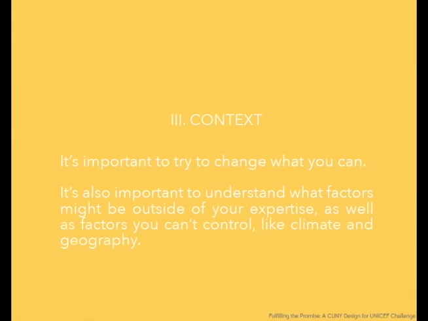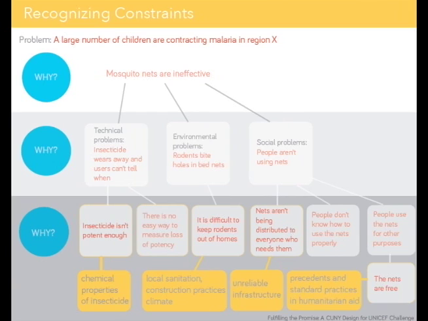So it's important to try to change what you can, but also important to understand what might be beyond the scope of this project or outside of your expertise. So looking at our series of why questions, we can begin to identify some constraints. These might be specialized scientific knowledge, like the chemistry knowledge required to create a new insecticide, or it might be social and cultural norms, like precedents and standard practices in humanitarian aid, or it might be local geographic conditions that you simply can't change, like the difficulty in keeping rodents out of homes.